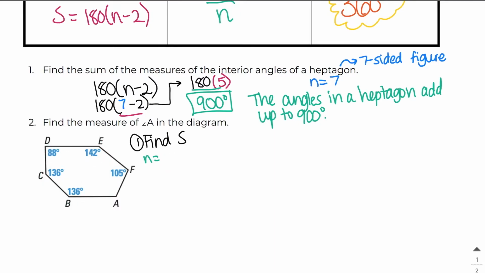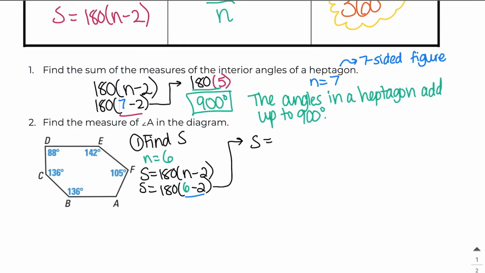So I don't know why I wrote n equals 2 here, because that's not true. It's n equals 6. So this figure has 6 sides and 6 angles. So to find S, I would do 180 times n minus 2, but instead of n, I would replace that n with that 6. Let's go up here since I'm running out of room. So S would equal, so now 6 minus 2 here gives me 4, so I would have 180 times 4. And when I multiply 180 by 4, I end up getting 720 degrees. So I know the angles should all add up to 720.